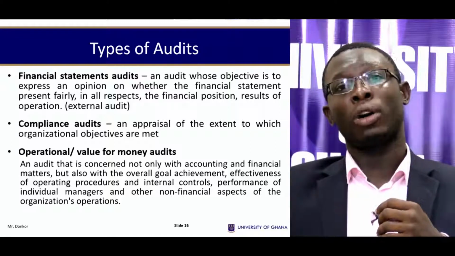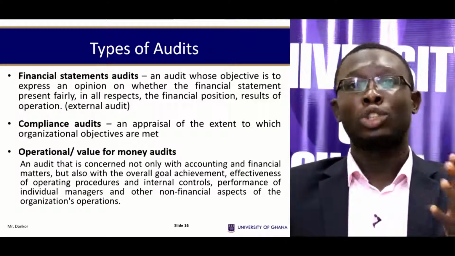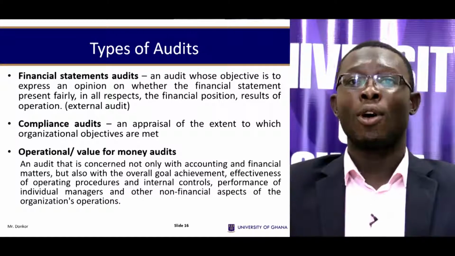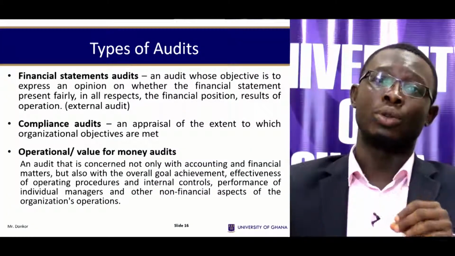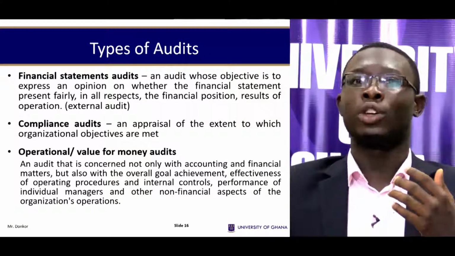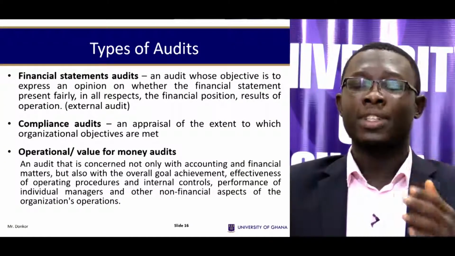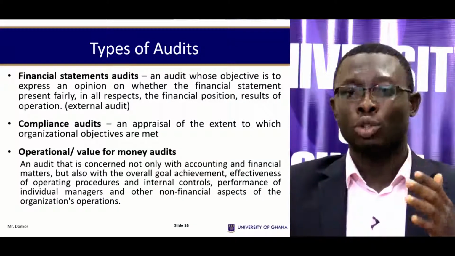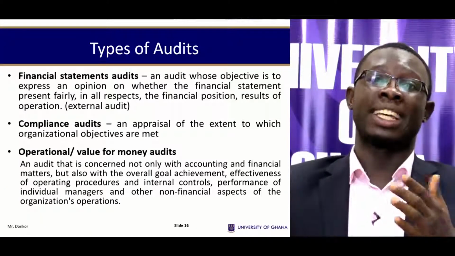Now we've known more about auditing, what auditing is, the features of auditing, the objectives of auditing, assurance services and non-assurance services. Now let's turn attention to some types of audits. The one we are mainly taking note of in this course is financial statement audits, which is basically an audit whose objective is to express an opinion on whether the financial statement presents fairly in all respects the financial position and results of operation. So here we are moving more towards the external audit.